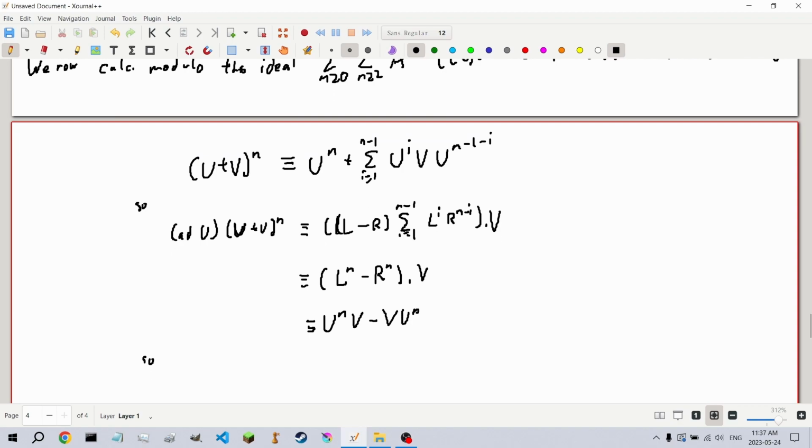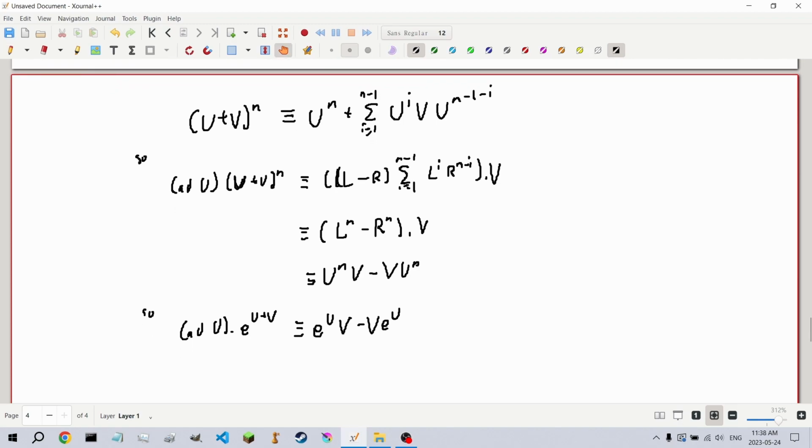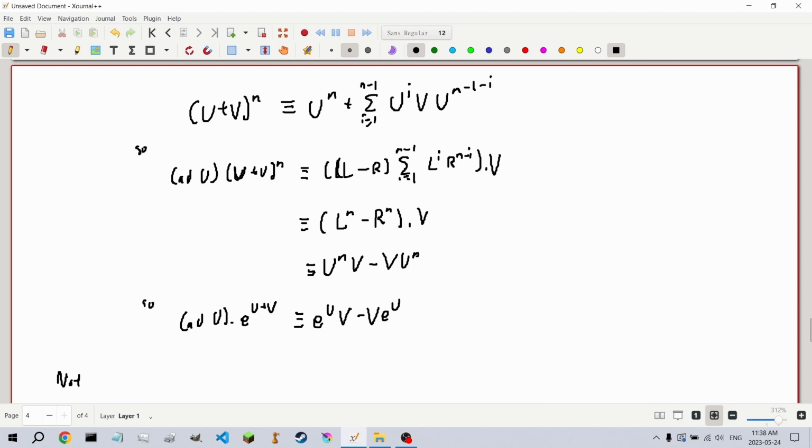So by summing over n, we get that the adjoint of u on e to the u plus v is congruent to e to the u times v minus v times e to the u. And we also note that k1 of u comma v is congruent to k of u comma v, and that e to the k1 of u comma v is then congruent to 1 plus k1 of u comma v.